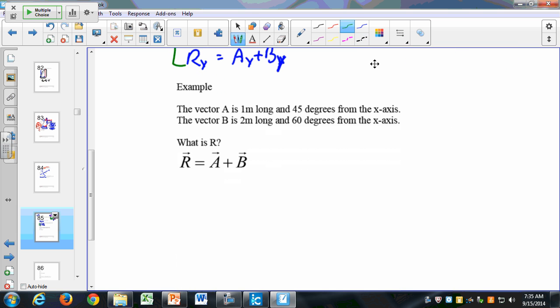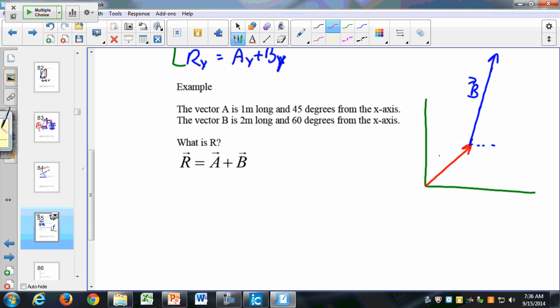I have a vector A that's 1 meter long and it's 45 degrees from the x-axis, and then vector B is 2 meters long and 60 degrees from the x-axis. So if I were to draw this, something like this, this is in quadrant 1. My first vector is 1 meter and 45 degrees, and then my second vector is measured 60 degrees, so it's something like this, and it's twice as long. Okay, so that's roughly what it looks like. My vector B is here, and my vector A is here.